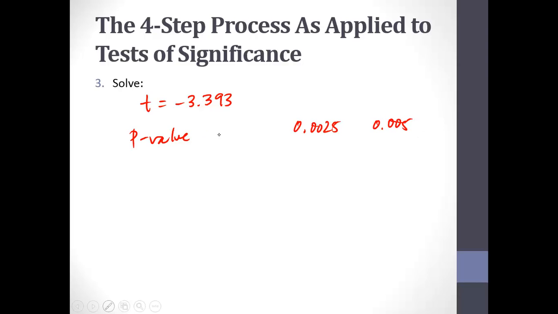So that means my p-value is between 0.0025 and 0.005. So really quickly, again, my alpha, I'm going to use 0.05. And since my p-value is, we don't know exactly what it is, but it's definitely less than 0.05. So therefore, I'm going to do what? Reject the null hypothesis. Very good.